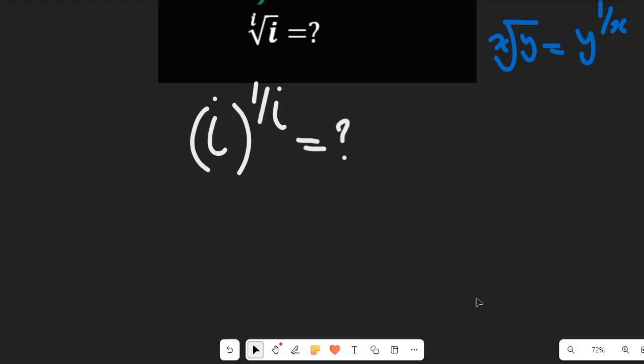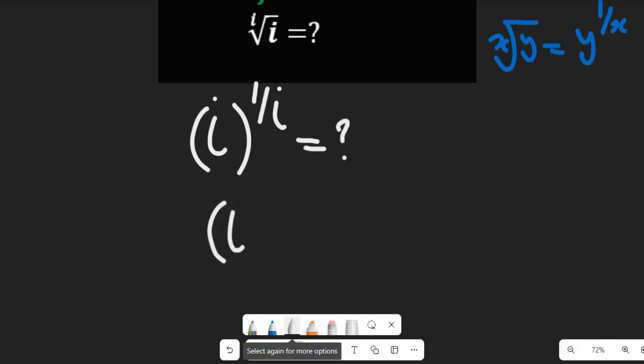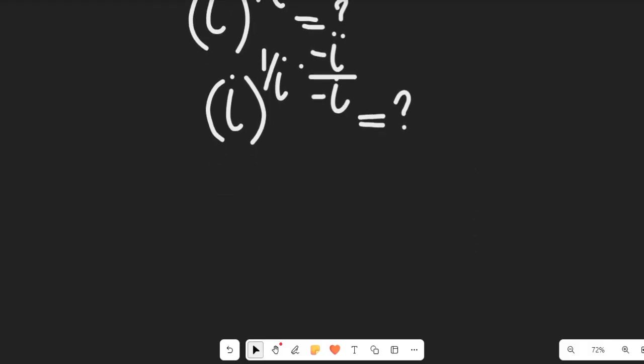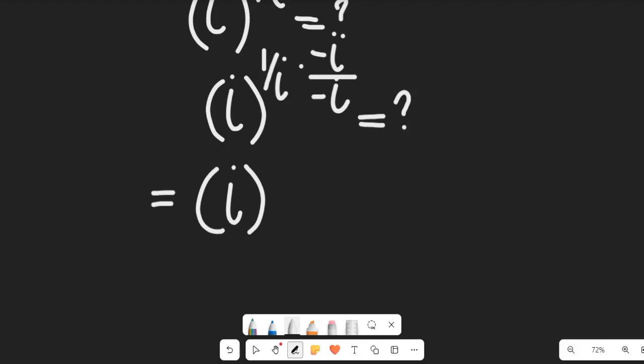So the next thing you ask yourself is, what do I do from here? Now from this point, I will simply want to multiply i to the power of 1 divided by i by negative i divided by negative i. I have not changed anything. I only did this in order to simplify my expression. Now if I multiply this, I'm simply going to have i multiplied by negative i, divided by negative i squared, right?